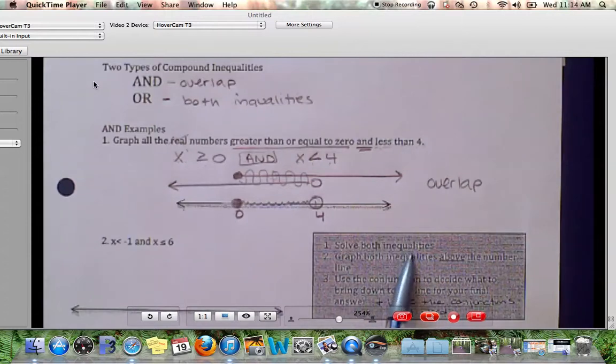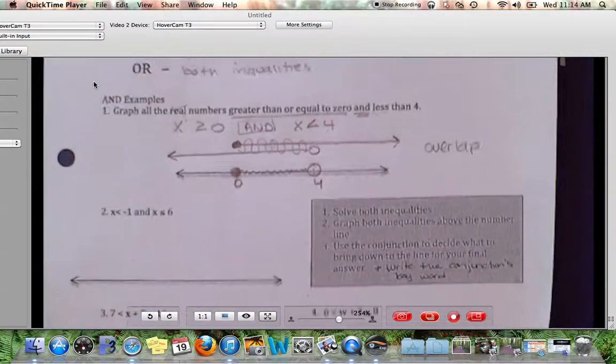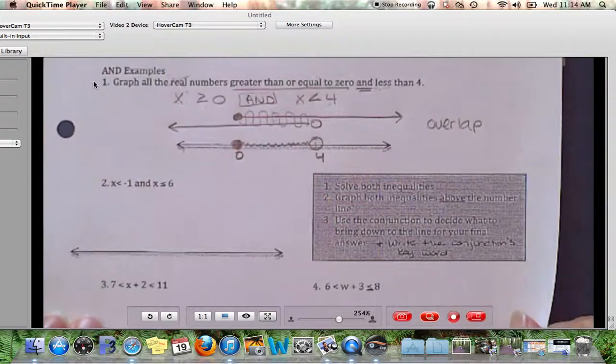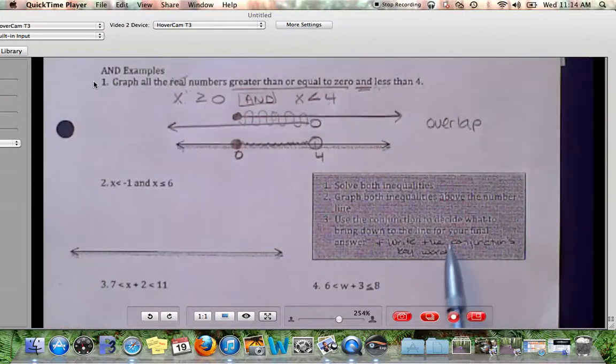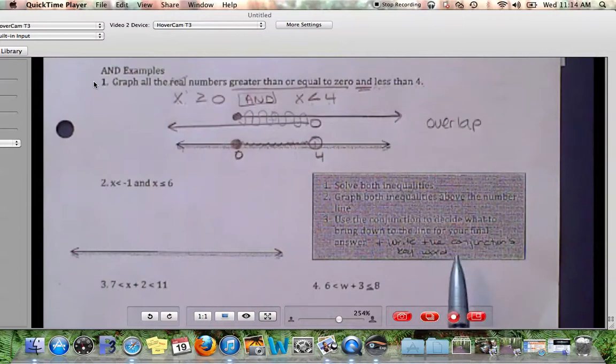Okay. So here are your steps, if you can read them. Solve both inequalities. Graph both inequalities above the number line. Use the conjunction to decide what to bring down to the line for your final answer. Okay? And that includes writing the conjunction's keyword. So you always need to include a conjunction, and or or, and the keyword, overlap or both. So let's continue through these.